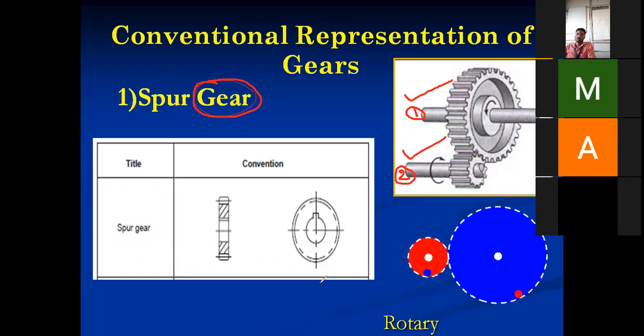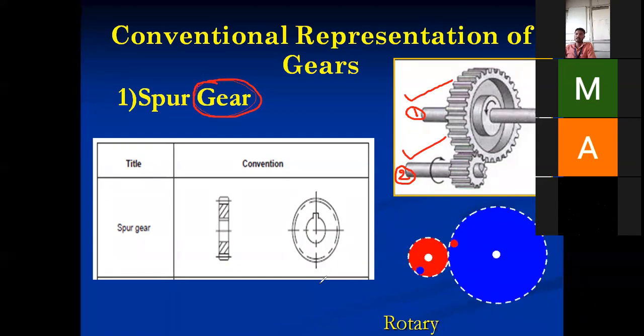What do you think about this statement? Belts are used to transmit the power. Is it true or false? Yes, sir, it is true. Belts are used to transfer power. Absolutely, this statement is true because belts are also used to transfer power.